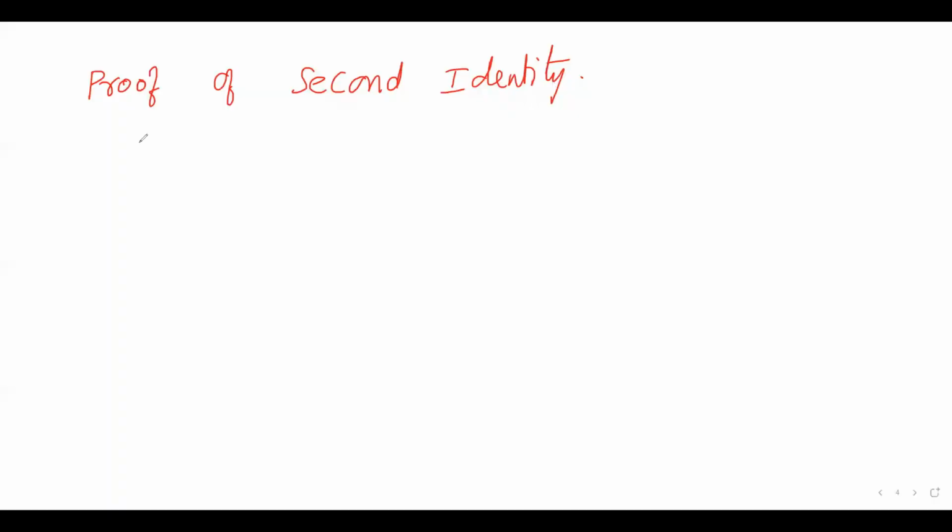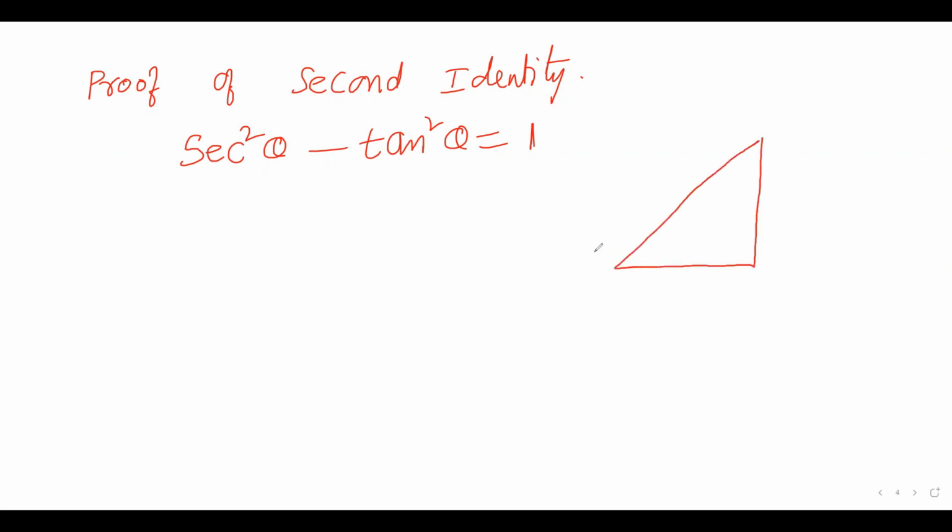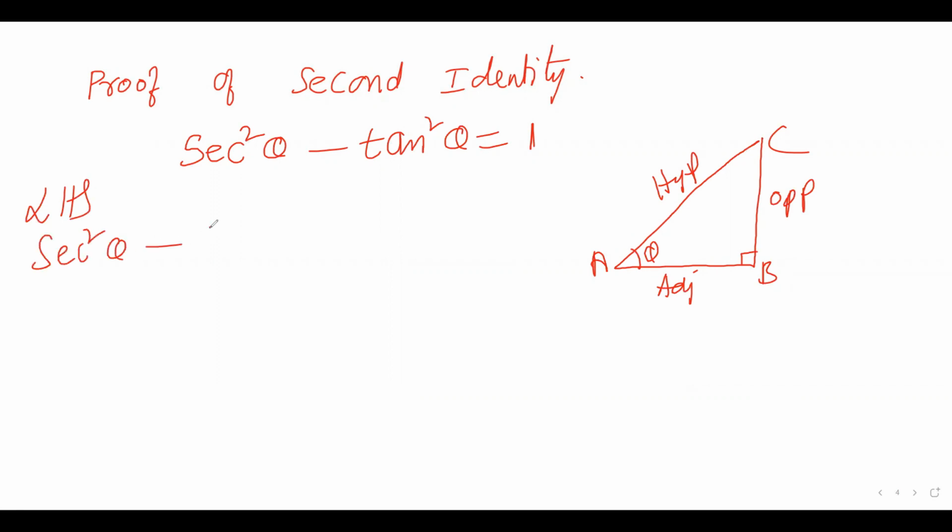Yes, sir. Proof of second identity. Second identity is secant square theta minus tan square theta is equal to 1. Let us prove this. Let us take a right angle triangle whose vertices are ABC, right angled at B, theta, adjacent side, opposite side, hypotenuse. I am taking left hand side. What is left hand side? Secant square theta minus tan square theta. I should get right hand side.